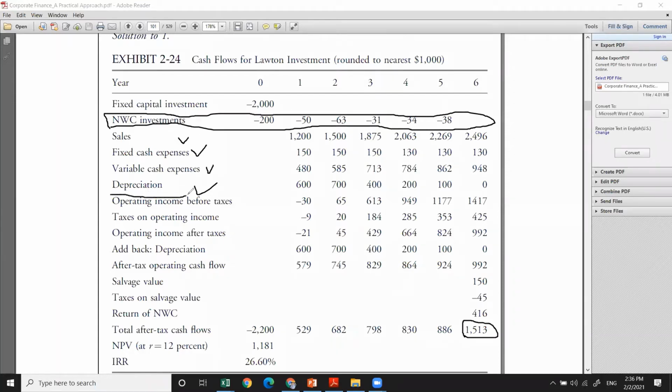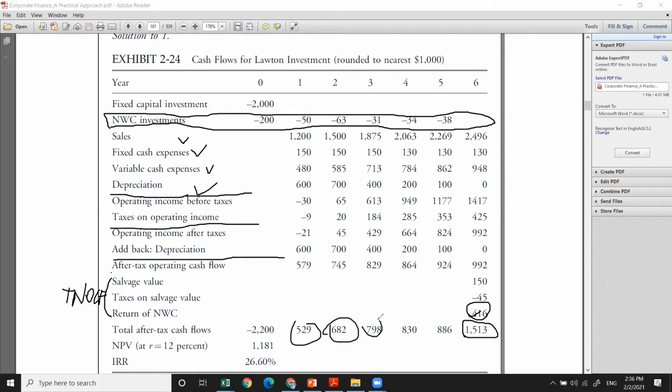We know how to estimate the depreciation, we know how to derive EBIT, and when we add back the depreciation, we get the after-tax cash flow, and this is the estimation of terminal non-operating cash flow. And the last thing is what you do here, especially this part: how you estimate 416, even though the net working capital investment is 200, and how you estimate these ones, and how these cash flows are estimated as well. I'm going to show you one by one.